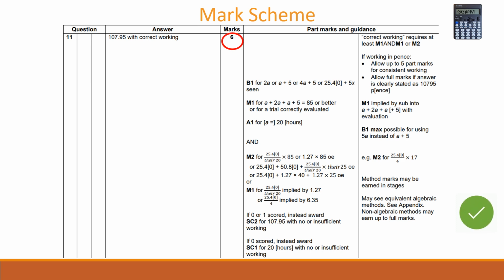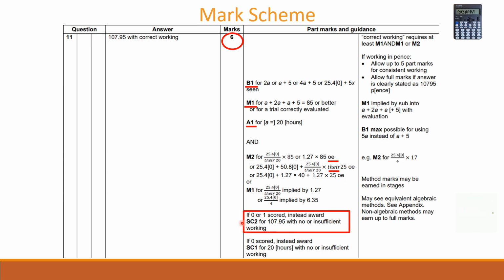The mark scheme on this question shows there are 6 marks. The correct answer is £107.95. It does say with correct working, so you must show your working. B1 is a method mark, M1 is another method mark, A1 is an answer mark, so you must show that answer. The word OE means or equivalent, so if you've got a different answer or the value of 1.27 times 85, if you worked out that answer, that's an equivalent answer. The word ft means using the answer you got for 25. So if you've got a different answer to 25, then as long as you use that answer, then you will still get a method mark later on.